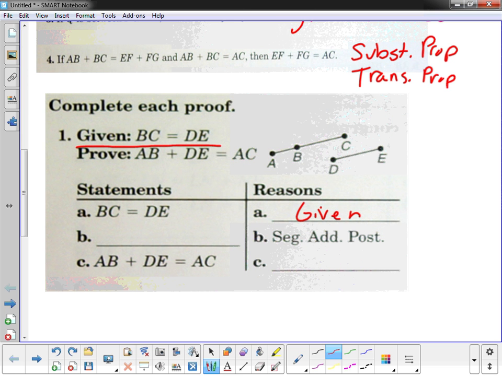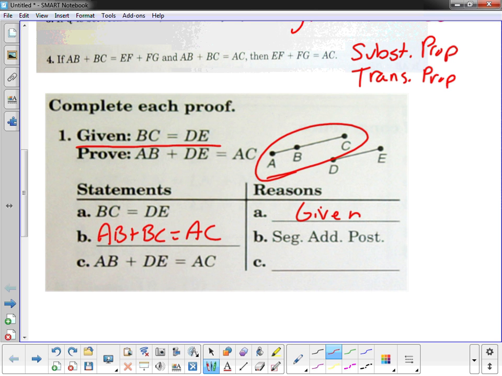Well, now here we're told that I have the segment addition postulate. It means I need to have 2 parts that I can add together to equal a segment. Well, the only things I can add together are this part here. I got the AB and the BC equaling AC. So AB plus BC equals AC. The two smaller segments, AB and BC, equal that AC. And then finally, we got AB plus DE equals AC.